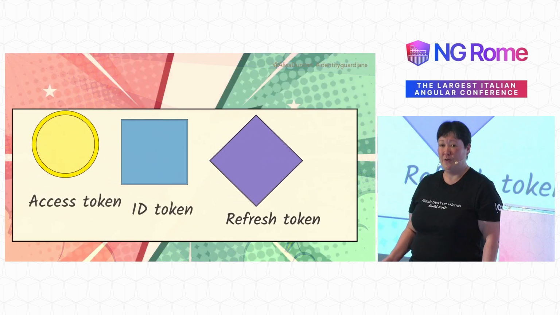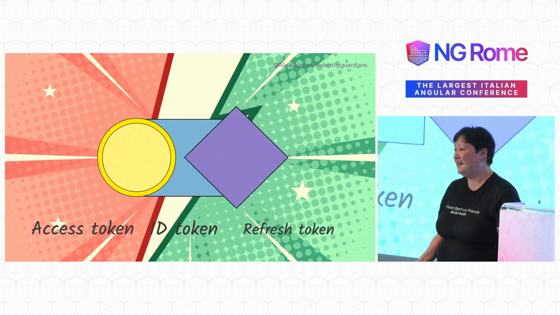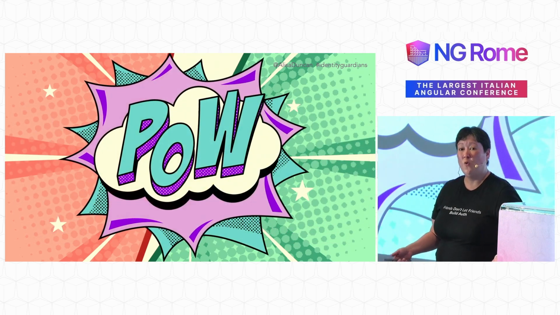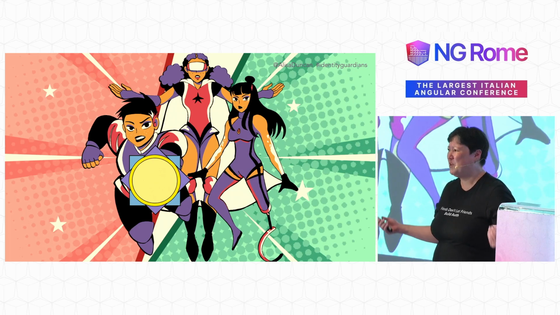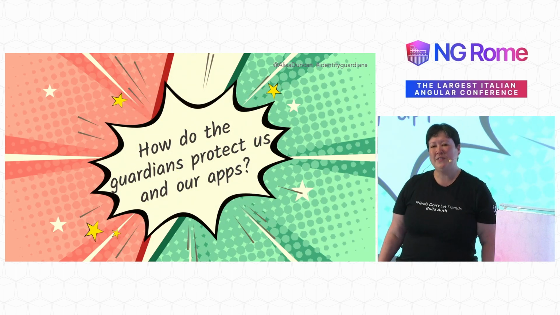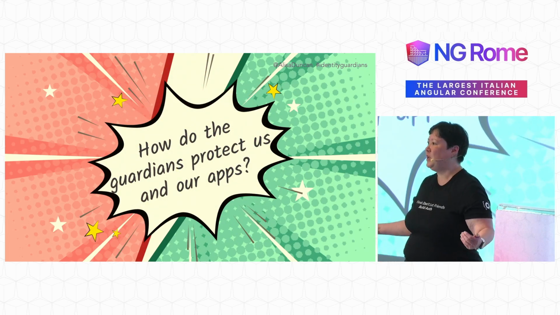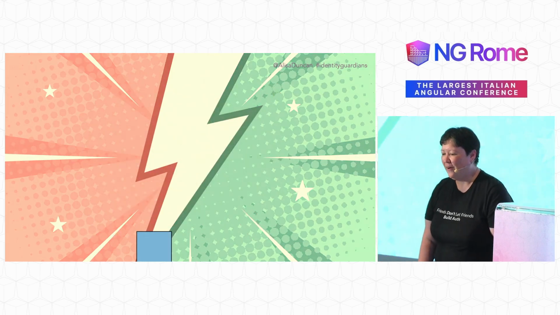Now, these 3 tokens work hand in hand, and they combine and unify. And when they do, they form the identity guardians. It's like a shield that protects us. So how do these guardians protect us and our apps, and how do we utilize them? Well, let me show you how.